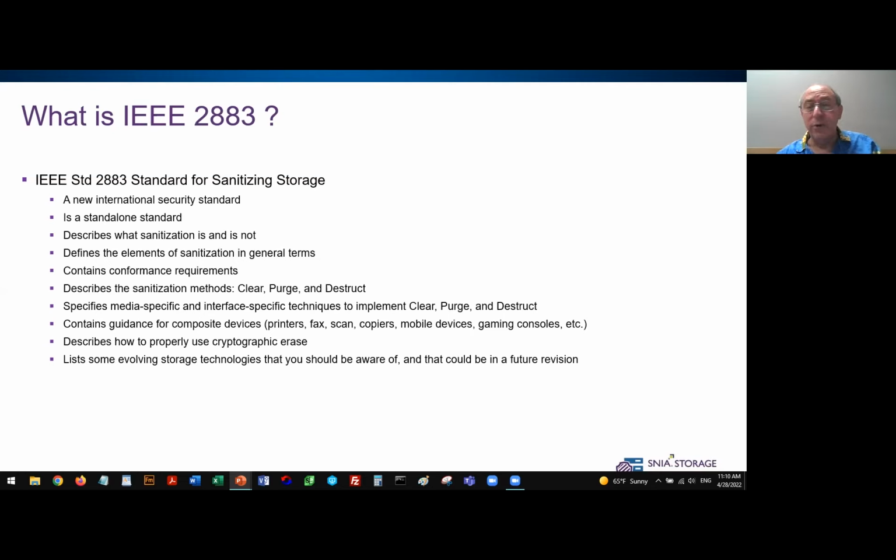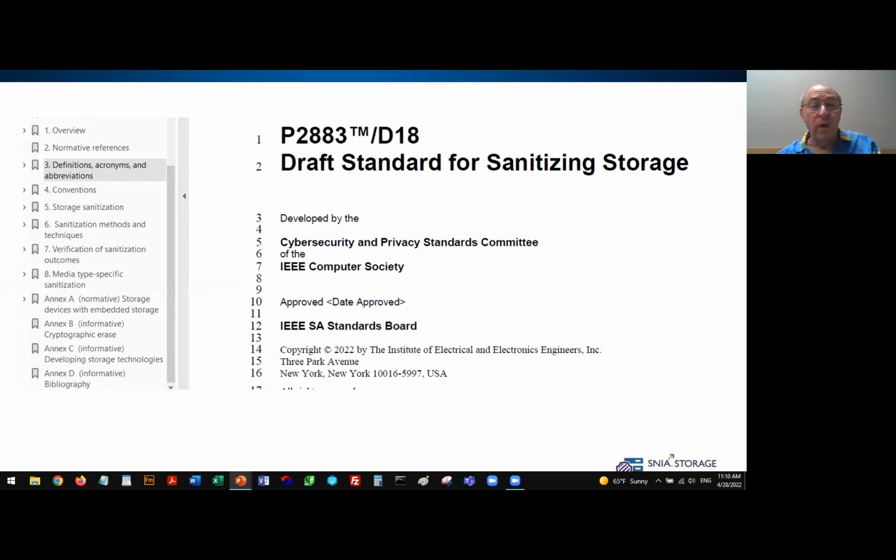And not all cryptographic erase is the same. You can do it poorly or you can do it well. We tell you what to look for before you use cryptographic erase as a purge technique. Here's a screenshot of the table of contents. And you see Annex B is all about cryptographic erase.